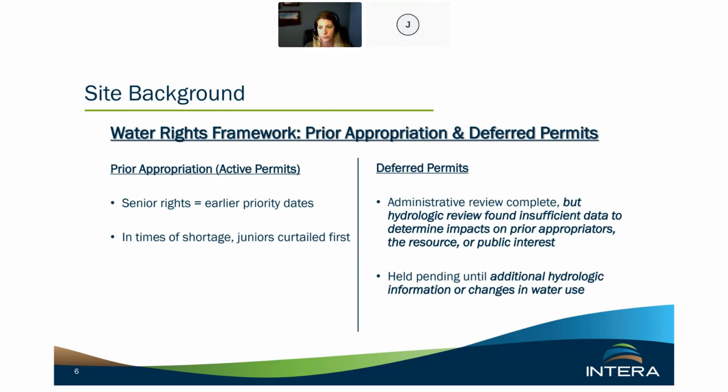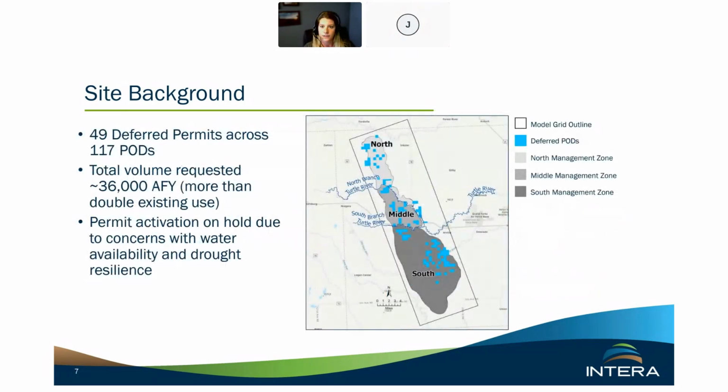You never know when a prior appropriator might decide that they don't need their permit anymore. So for Elk Valley Aquifer, there are currently 49 deferred permits across 117 points of diversion, or POD. In this case, a point of diversion just represents the area where the groundwater would be withdrawn from. So I'm showing a map here of all of these points of diversion associated with these 49 deferred permits. Those are the blue polygons.